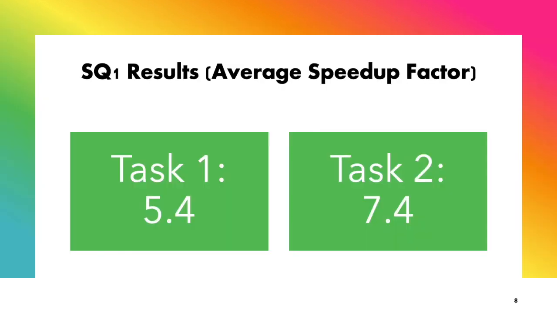Our observation has been that for study question 1, the average speedup factor for the first task was 5.4, and for the second task, 7.4. This is the average time of the control group divided by the average time of the experimental group.